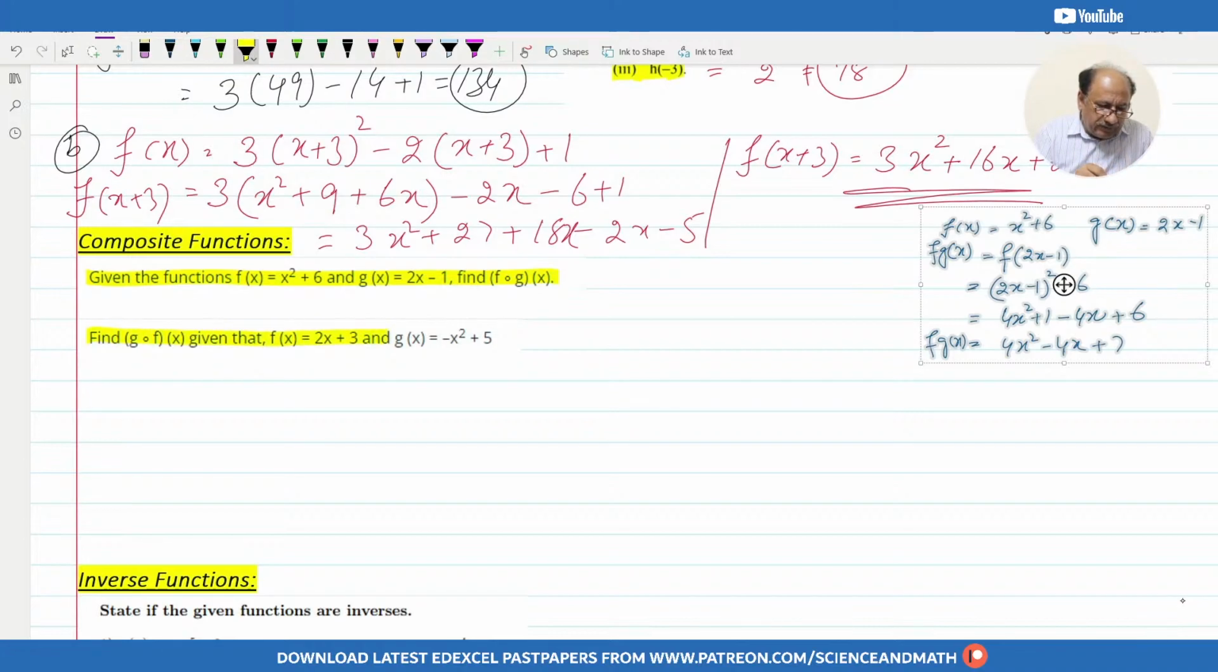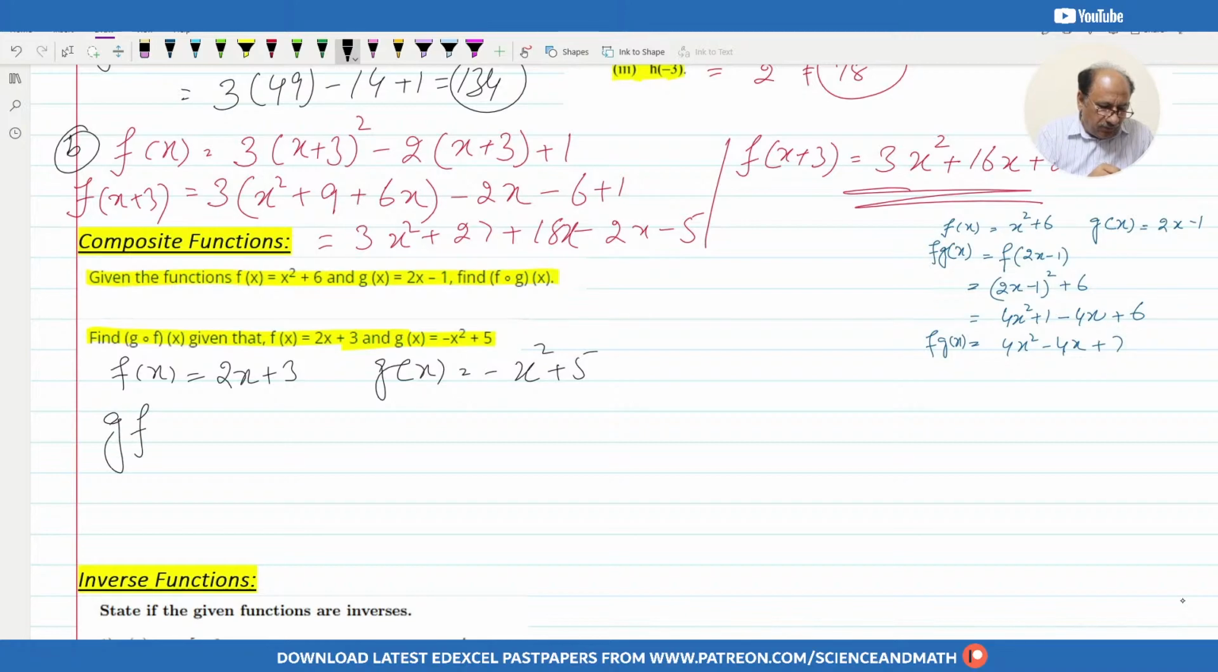Find g of f of x, given that f of x is equal to this one. So f of x is what? f of x is given as 2x plus 3, and g of x is also provided as minus x squared plus 5. Now first of all we need g of f of x. So f of x we will deal with first.